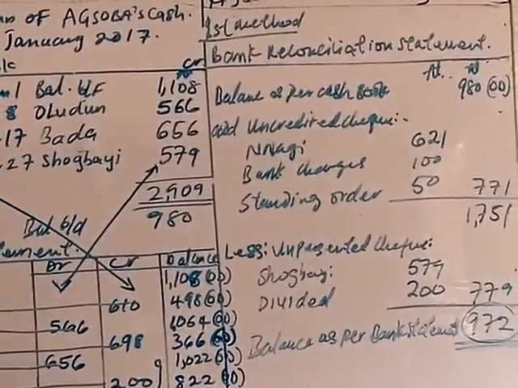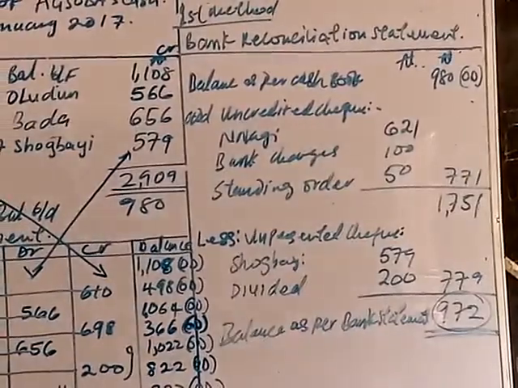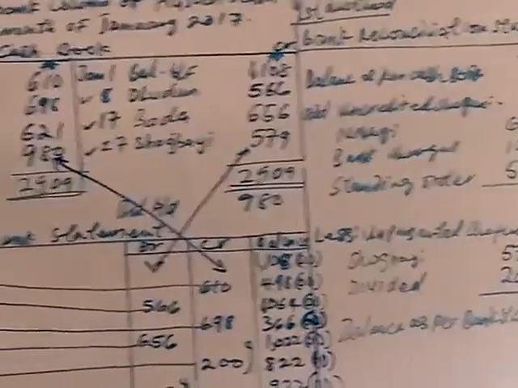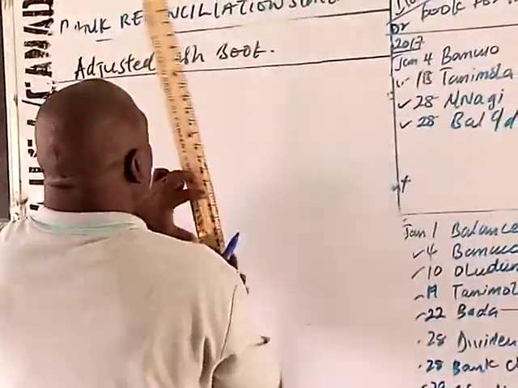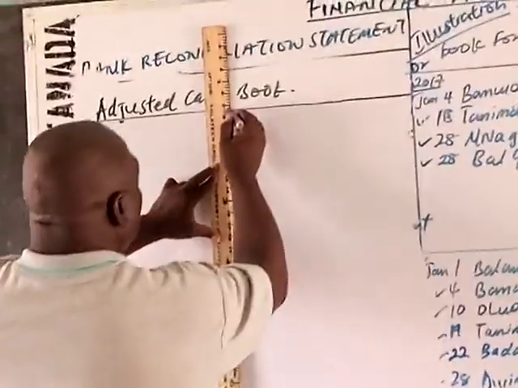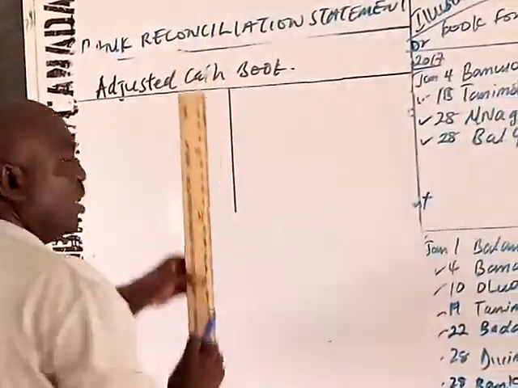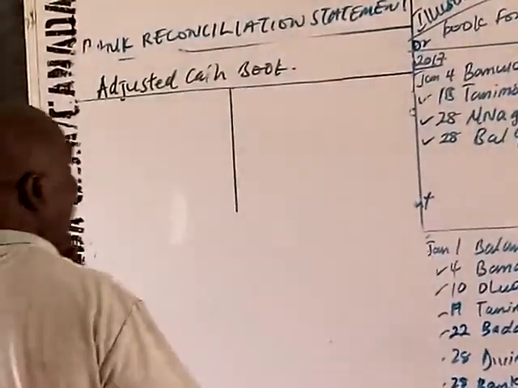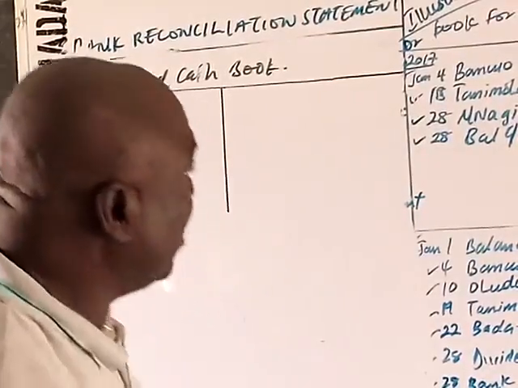Adjusted cash book. The same principle will also be used here, but because the cash book has been withdrawn, we are going to bring it. You do it this way. Our adjusted cash book.